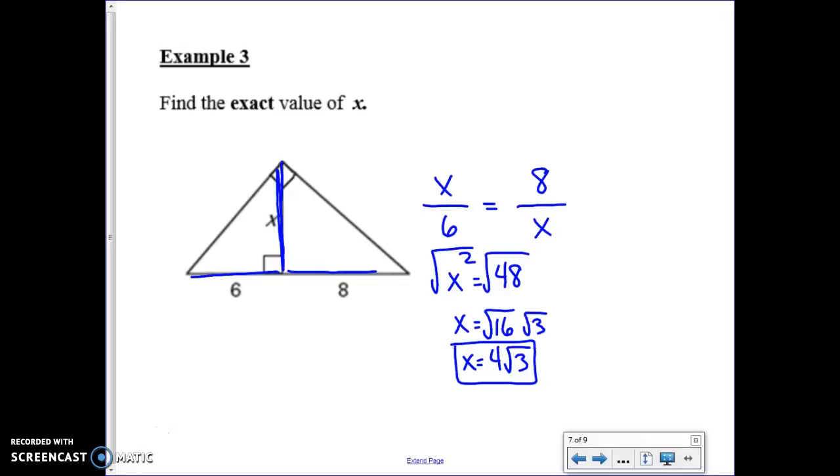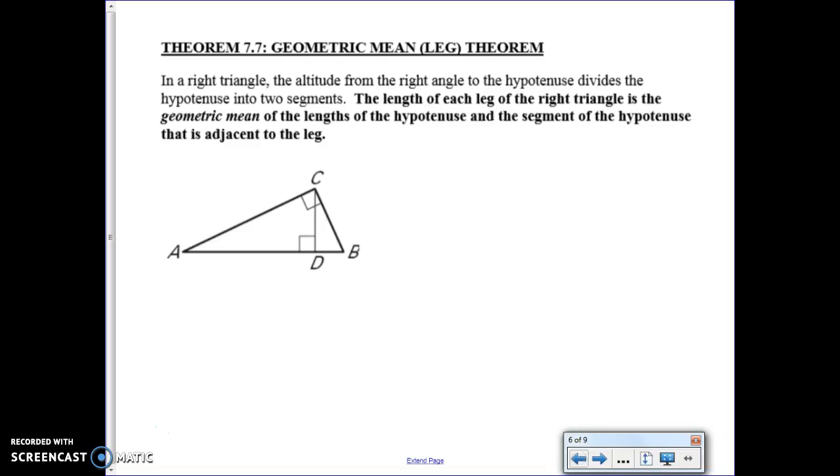Okay, so that's using our altitude theorem. Let's go back and look at our leg theorem. Here's what our leg theorem says. It says in a right triangle, the altitude from the right angle to the hypotenuse divides the hypotenuse into 2 segments. The length of each leg of the right triangle is the geometric mean of the lengths of the hypotenuse and the segment of the hypotenuse that is adjacent to the leg.